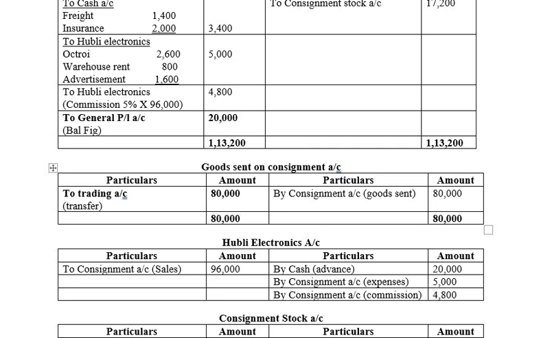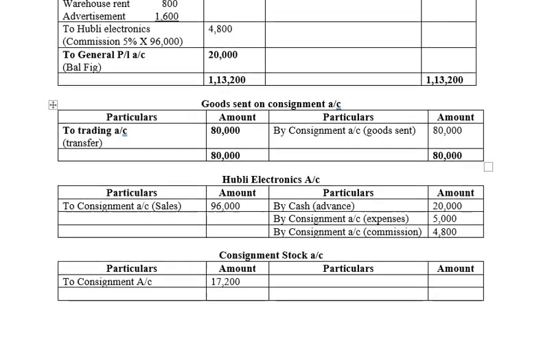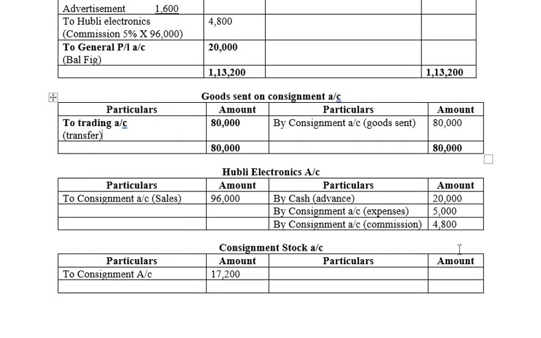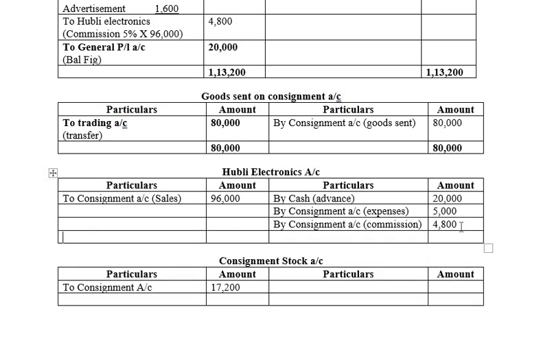So the balance of goods sent on consignment account, which is 80,000, is nothing but transfer to trading account. Next, the last one, that is Hubli Electronics account. This is nothing but the consignee's account. I think the debit side is more. Let's total it out.